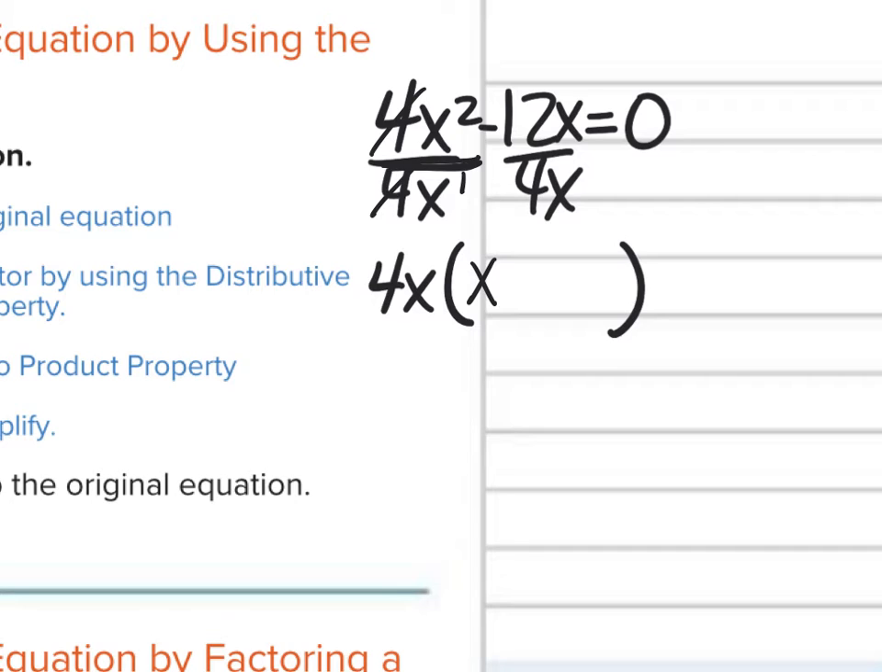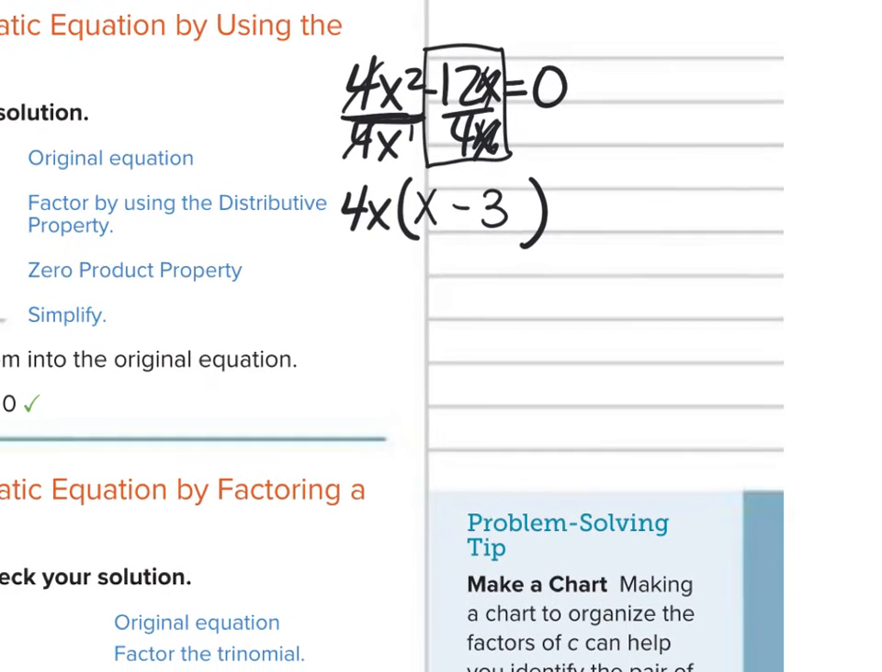So you can take one of the x's out of the x squared. All right, Maya, what will this second part be? Negative 12x divided by 4x. Negative 3. What happens to the x's, though? They go away. Okay, equals 0.